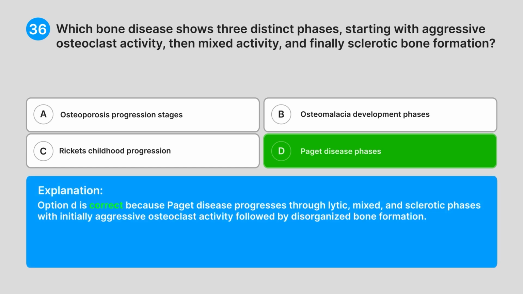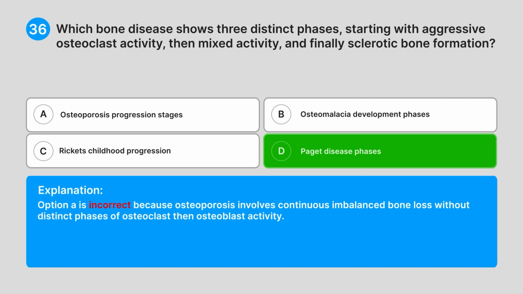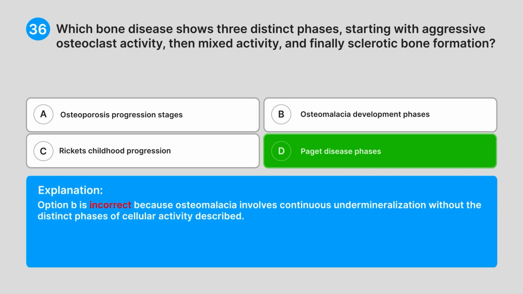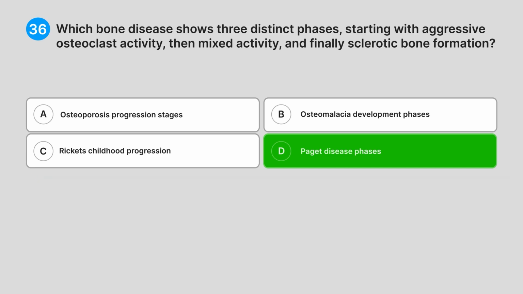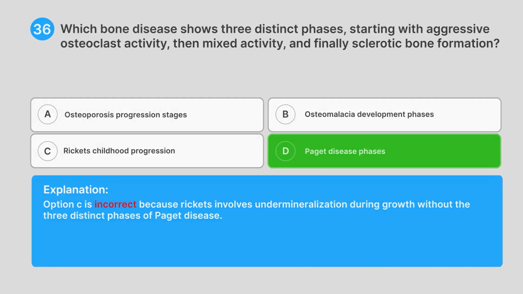Explanation. Option D is correct because Paget disease progresses through lytic, mixed and sclerotic phases with initially aggressive osteoclast activity followed by disorganized bone formation. Option A is incorrect because osteoporosis involves continuous imbalanced bone loss without distinct phases of osteoclast then osteoblast activity. Option B is incorrect because osteomalacia involves continuous undermineralization without the distinct phases of cellular activity described. Option C is incorrect because rickets involves undermineralization during growth without the 3 distinct phases of Paget disease.